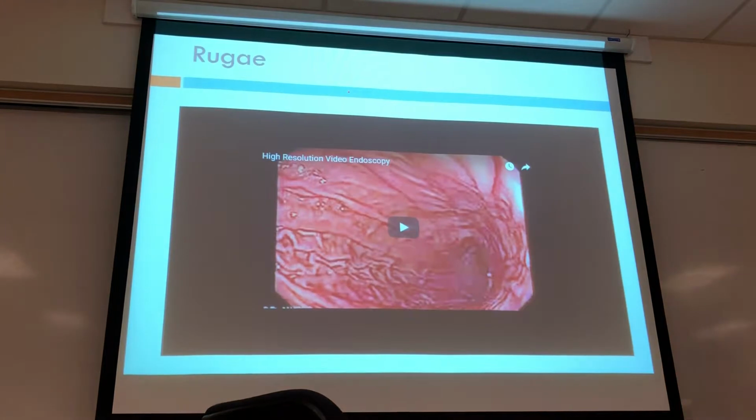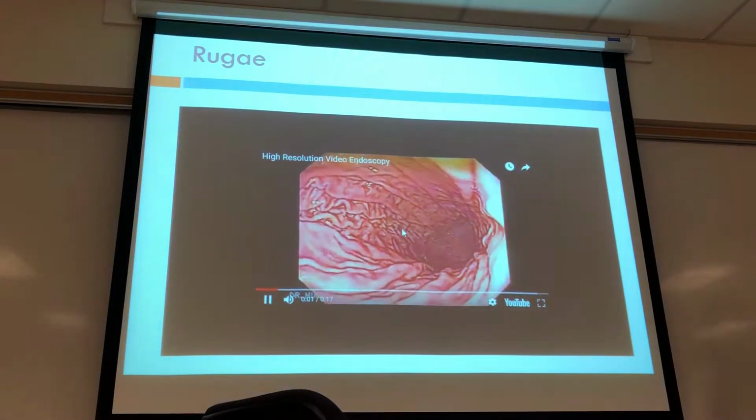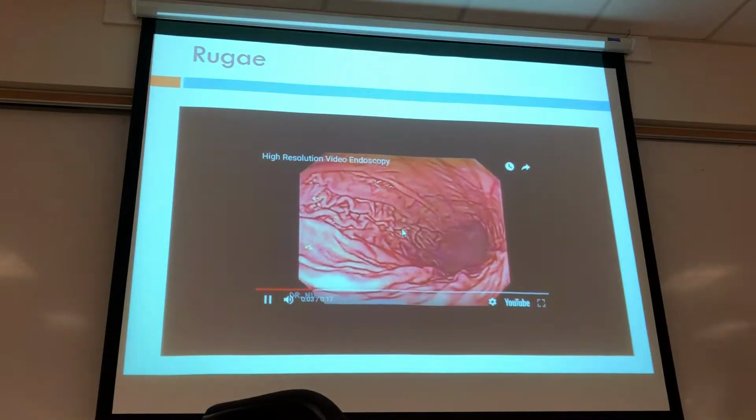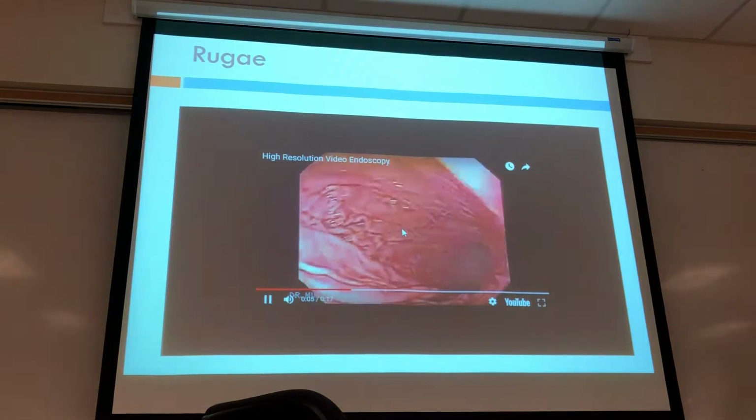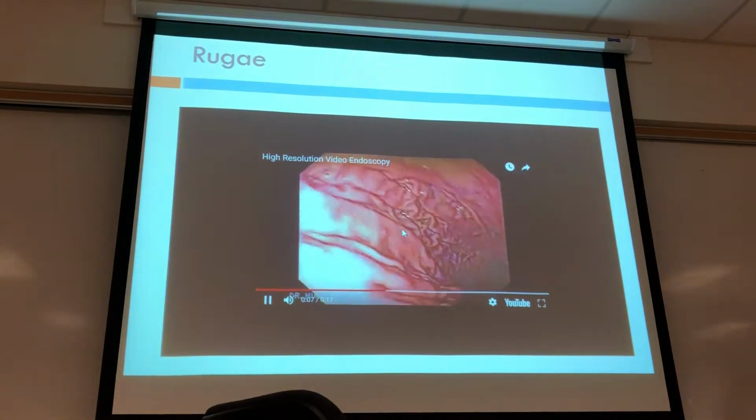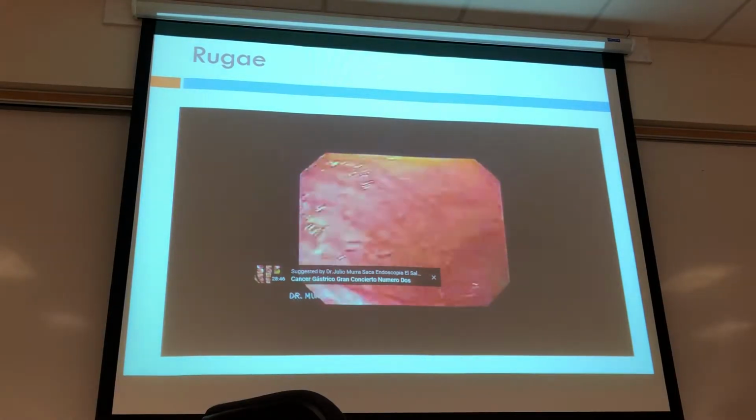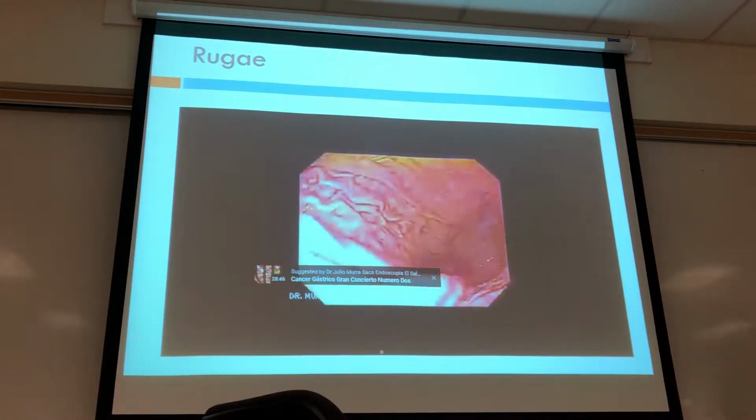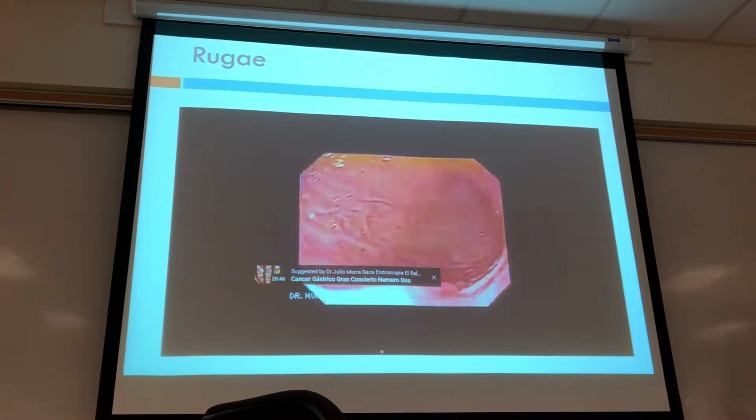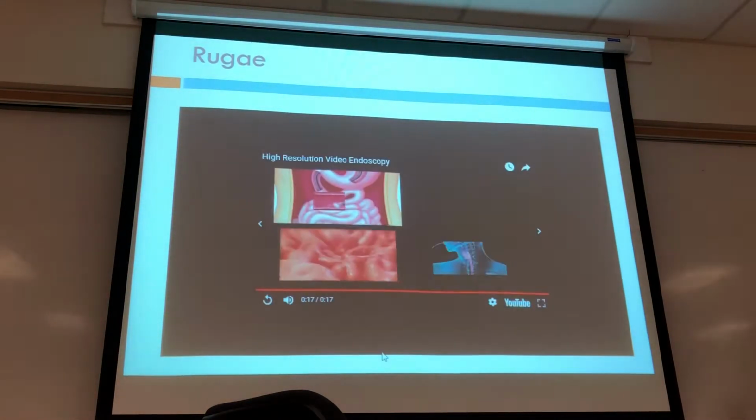Now, looking at the rugae, this is an endoscope. In this endoscope, they're basically going into the stomach itself. You can see the presence of the rugae. If I can just play that for you. They're making their way in. You can see all the wrinkles.